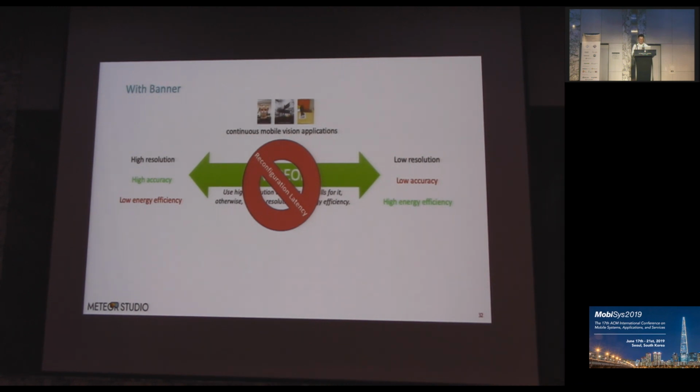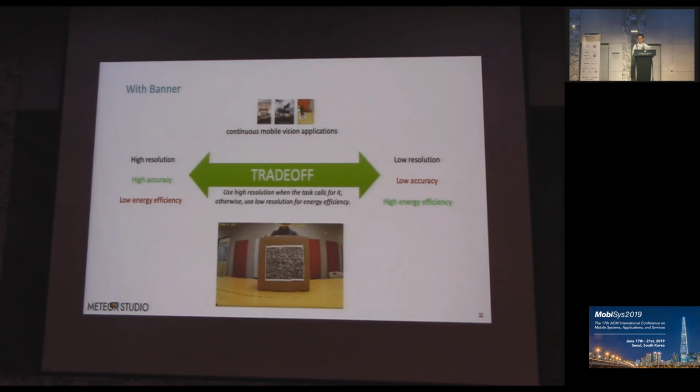It's the reconfiguration latency penalty. As a result, Banner unlocks the resolution-based trade-off for energy-efficient continuous mobile vision, and now applications can balance the accuracy and energy trade-off on the fly.